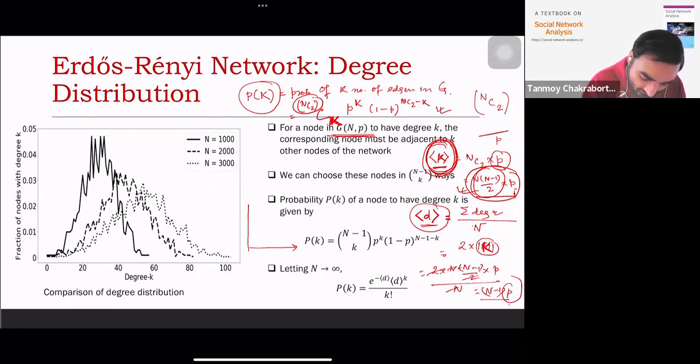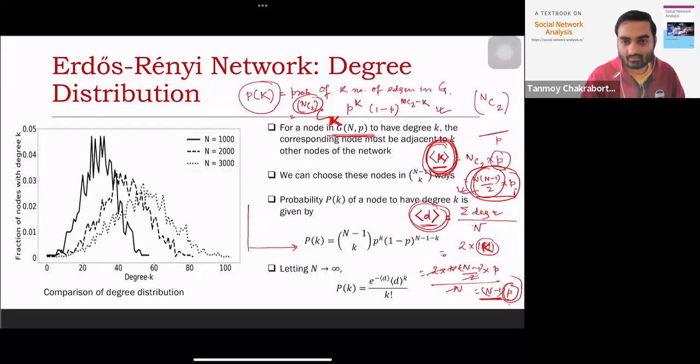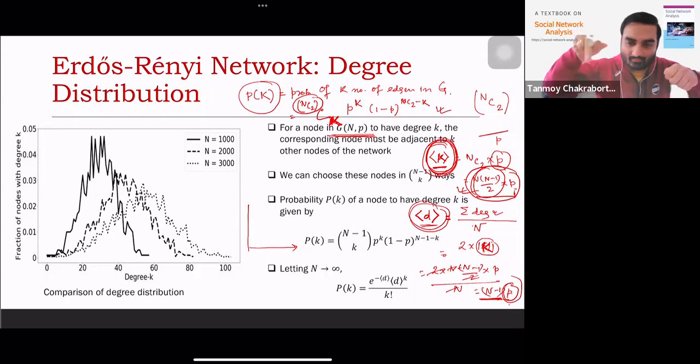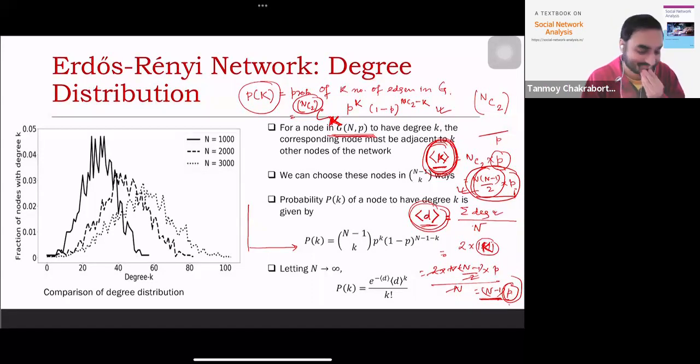Similarly, for the degree, if p equals 0, then the degree is 0. If p equals 1, the mean degree is n minus 1, which is again intuitive because I already mentioned that when p equals 1, the graph is a clique. Therefore, each node will be connected to n minus 1 other nodes in the graph.